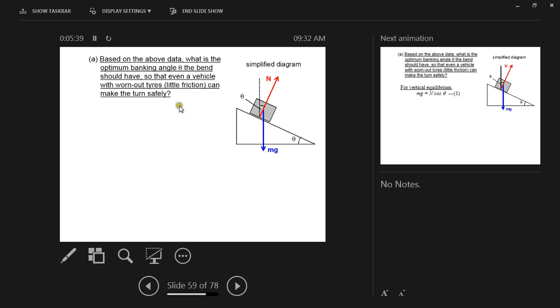I'll give you some time to look at part A. Again, I'd like to repeat the strategy here. Whenever you are asked to find any information and you're not too sure what to do, you always start with a free body diagram. So you have the car. Forces acting on the car will be the normal reaction and the weight. Here you are asked to find the optimum banking angle that the bend should have, so that even a vehicle with worn out tires, so you can assume that the friction is 0, can still make the turn safely.